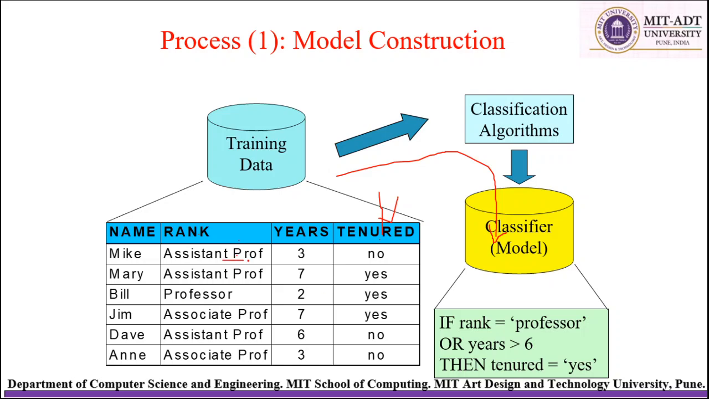So the rank is assistant professor and the years given is 3. So the tenure, the class label, will be no. So like this we have two classes in the tenure, yes and no. Now once we have used this training data to train the model, our model is ready. We'll test the new record on this model, which is not in your training data.